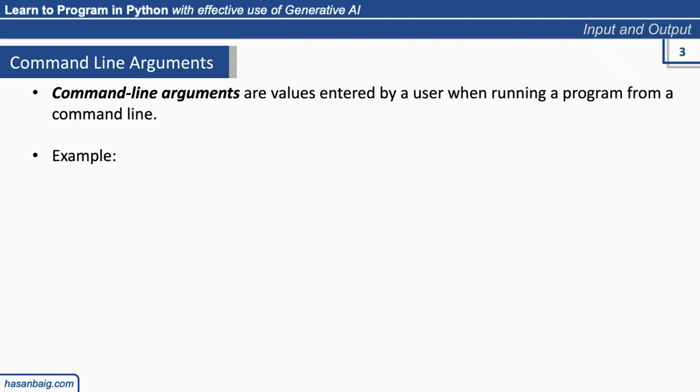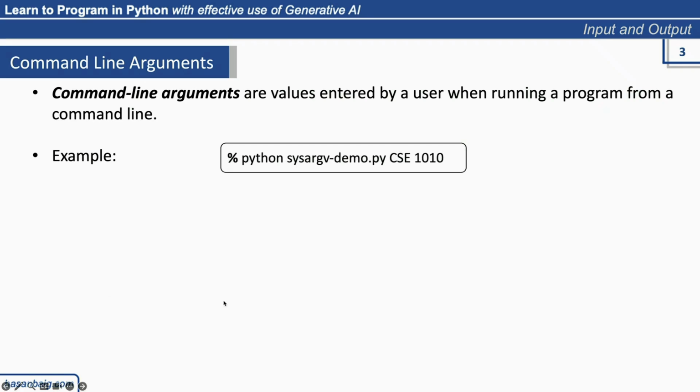Let's take an example here. Suppose that I have this Python file created and I want to run it by writing Python sysargv-demo.py, and then I pass some other values. These are the inputs that will go into this file, that need to be used in this file.